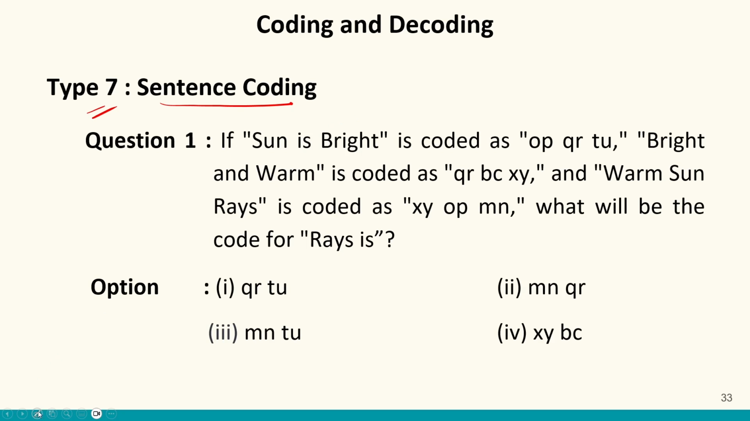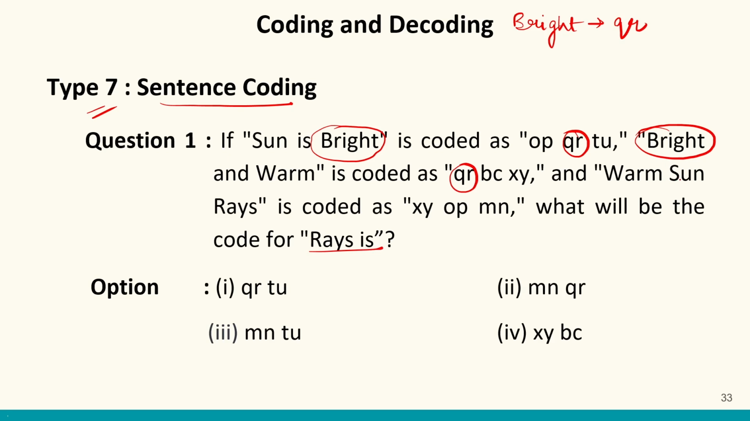So let's do the same thing over here. Okay. So sun is bright. Bright is common between this sentence and this sentence. Bright and warm. This is the common word. Bright and bright. So we have to find the common code. So over here we have OPQRTU and over here we have QRBCXY. So I can clearly say QR is the common code. So for bright, it is QR.